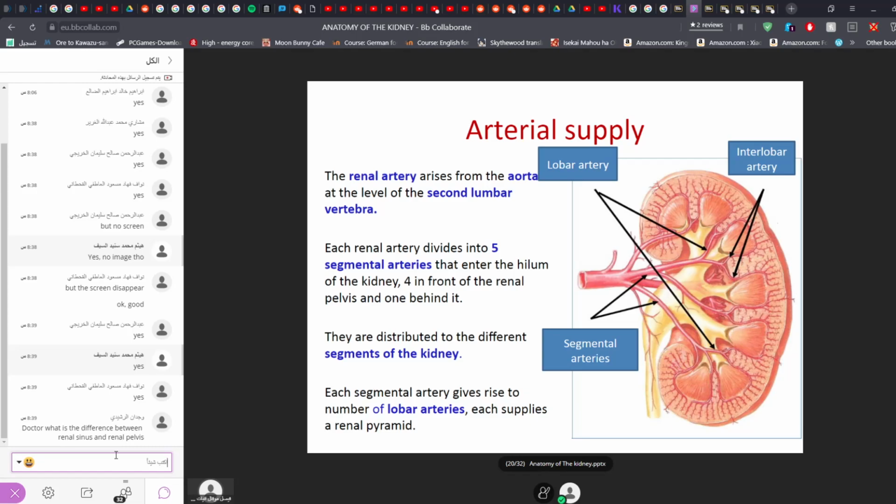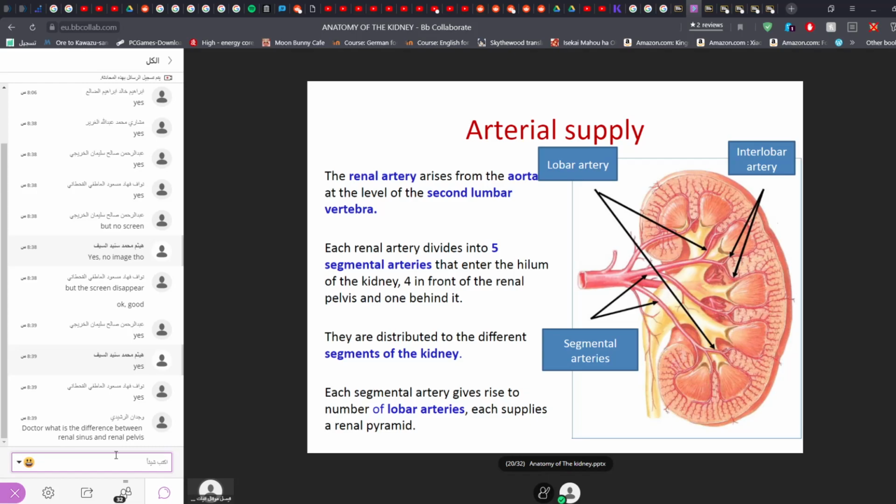And what is the renal sinus? It is the depressed portion of the renal hilum. So the hilum is the portion from which structures are entering and leaving. If we look deep into the hilum, we will find the renal sinus. And in the renal sinus, we have fat and the renal pelvis, which is the part of the ureter. Hope you get my answer.